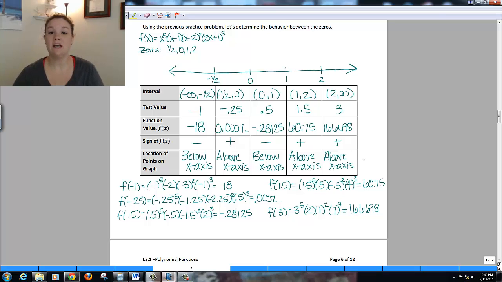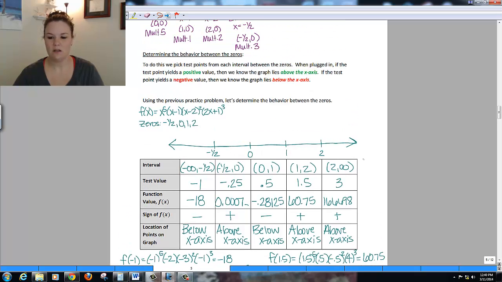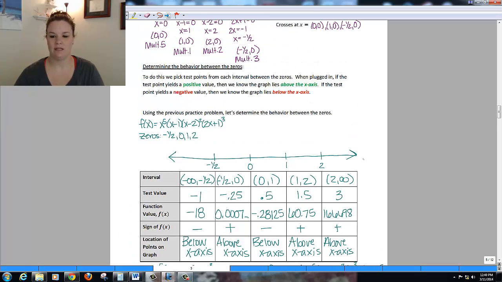Okay, so let me tell you why we care. The whole idea is that if we want to graph this, I want to be able to draw a really nice picture, right? So here, remember we looked at the top of this page, we figured out if they touched or crossed. And notice there's only one that touched, and that was at 2. That was at this one, right? Okay, so I'm going to go down here and just look at my below, above, below, above, above.